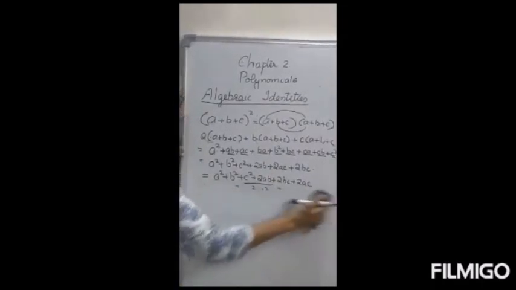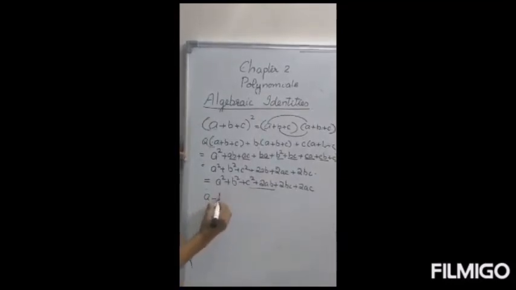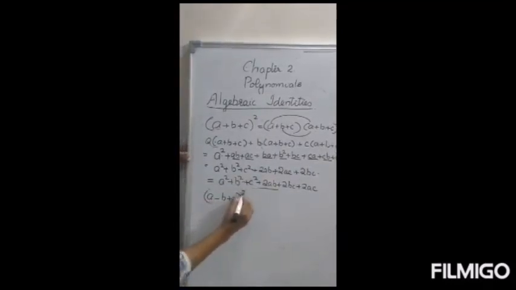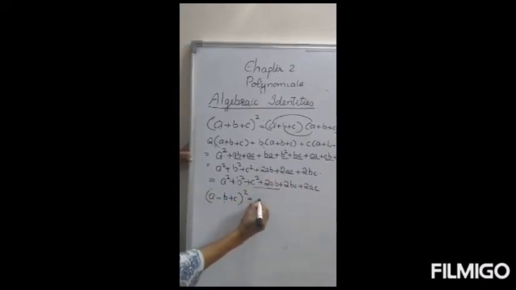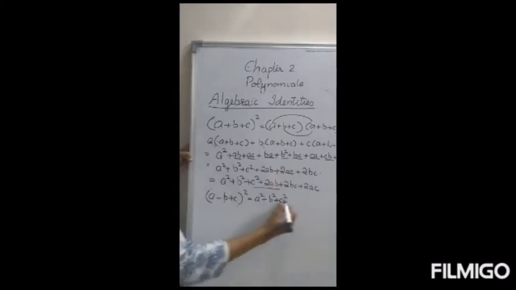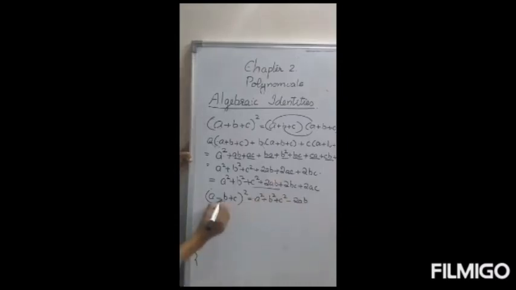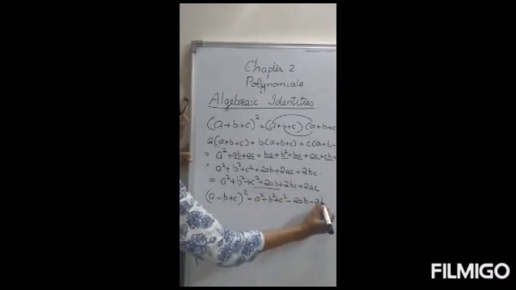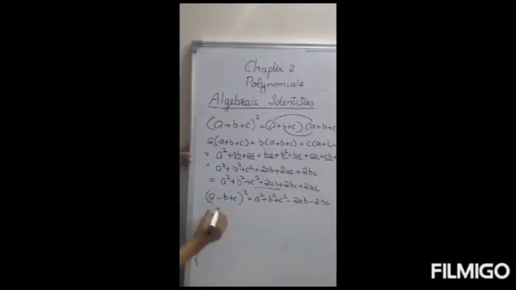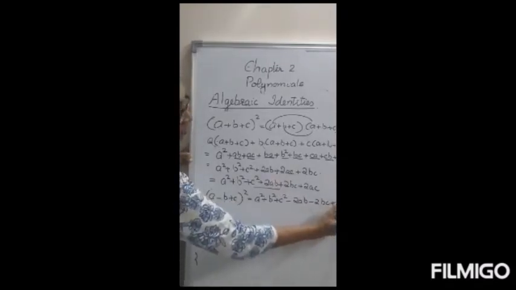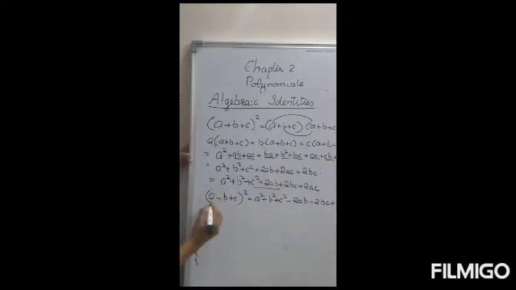Now again, (a - b + c) whole square. Here b is minus, so the first three terms will be same: a² + b² + c² plus 2ab. Here comes b, so it will become minus 2ab. Now next is bc, there also b comes, so it is minus 2bc. And the last one is ac, it is plus 2ac.